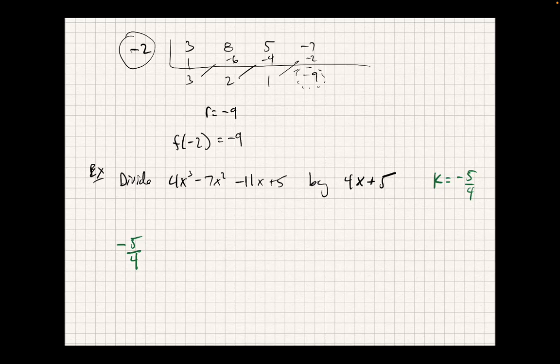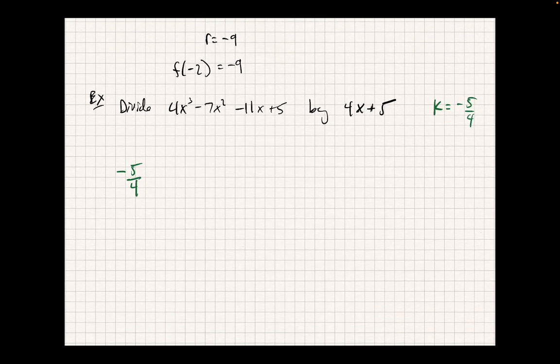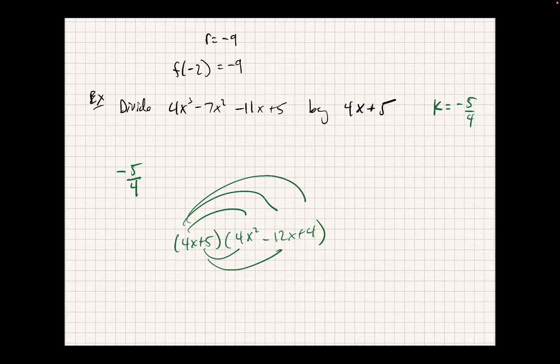You want to hear it? It might be wrong. What'd you get? I got 4x plus 5 in parentheses, and then another parenthesis, 4x squared minus 12x plus 4. You have to verify. Multiply this out and see if you get your original. I did that. You get the same thing.